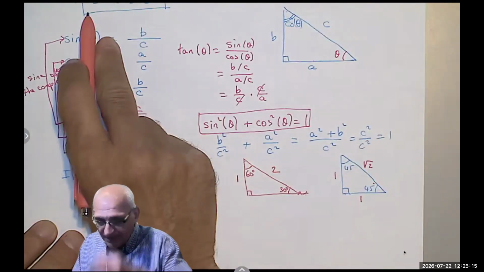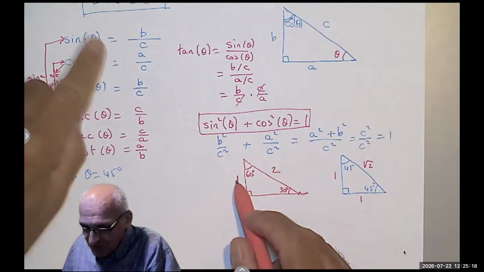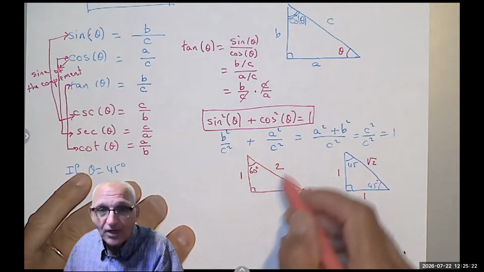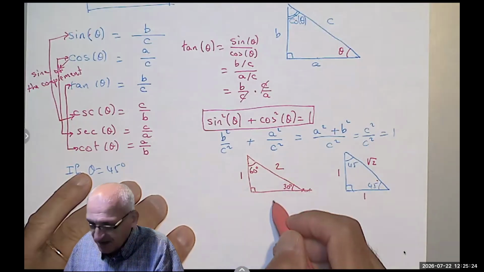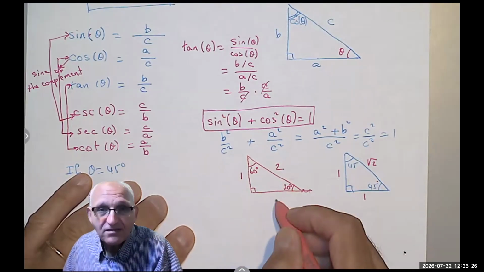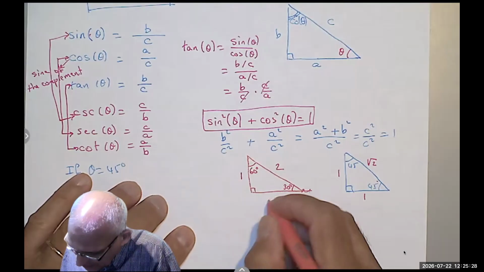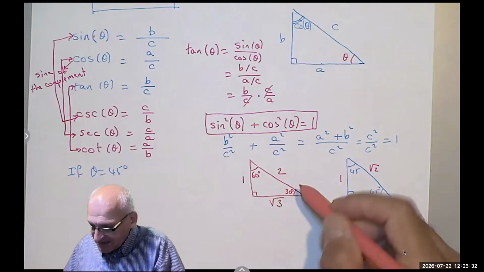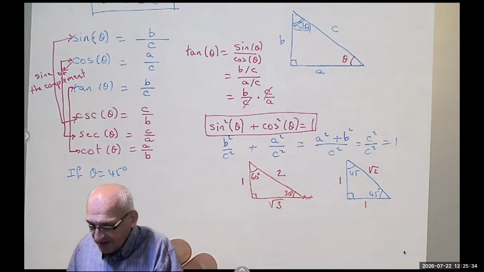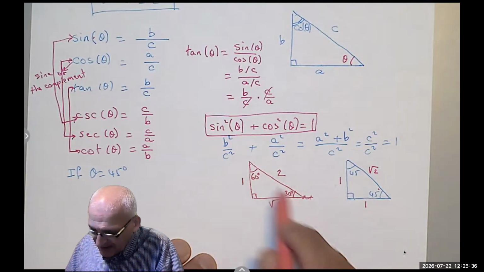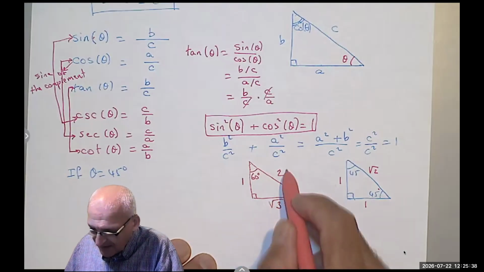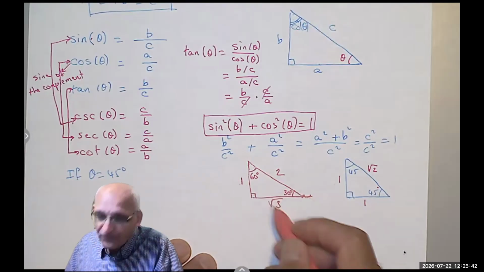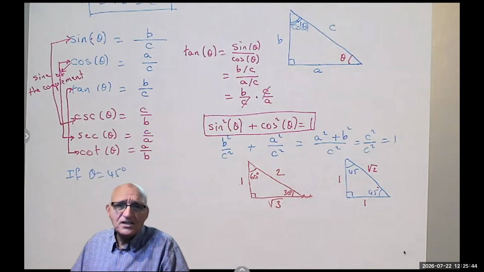I can use the Pythagorean theorem and say 1 squared plus something squared equals 2 squared. So 1 plus something equals 4, so that something has to be 3. And when I take the square root of that, I get root 3. So now I know the sine of 30 is 1/2. The cosine of 30 is the opposite of the complement over the hypotenuse, so root 3 over 2. And the tangent is 1 over root 3 or root 3 over 3.